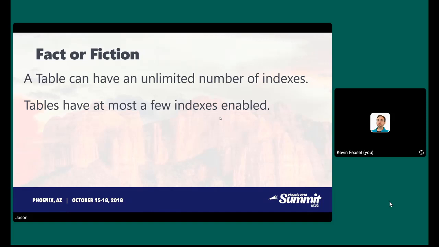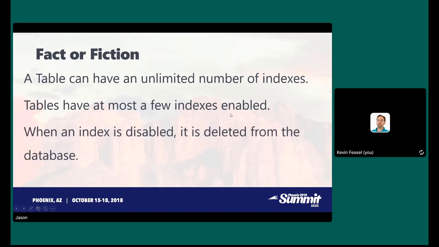Tables have at most a few indexes enabled. Yeah, there is a little bit of a stream delay. It's about 10, 15 seconds. So the answer is, huh, that is a good answer. I don't understand how that one makes sense because, yes, tables can have a few indexes enabled, and yes, tables can have 1,000 indexes enabled. I mean, it's not an unlimited number of indexes. It just doesn't make sense. I don't know why that was there.